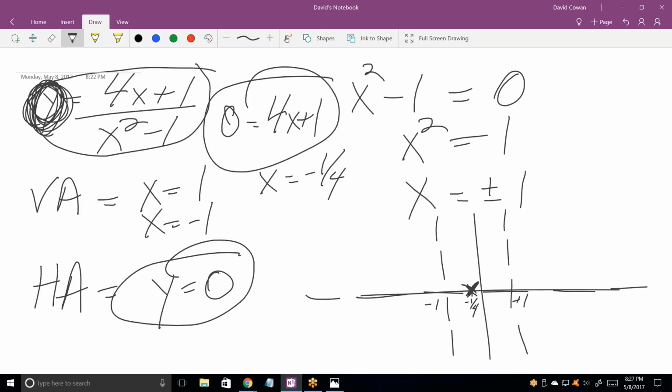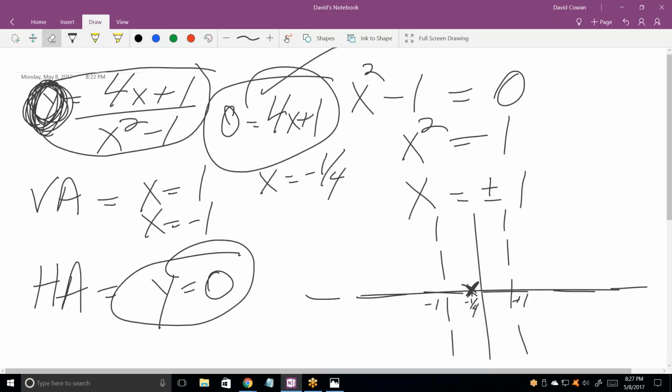Notice that if my numerator comes out to be a number, there's no way that y is 0. The only way y is 0 is if my numerator is 0. Has to be. So that's why I go to that step immediately. Now that gives me my x-intercept.